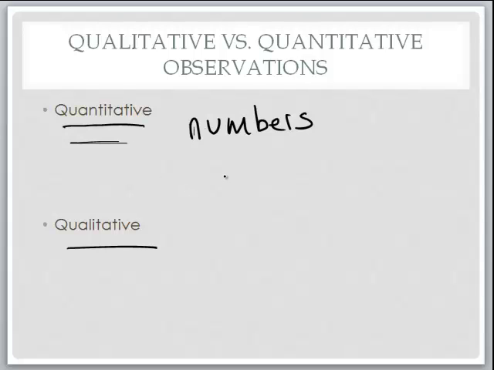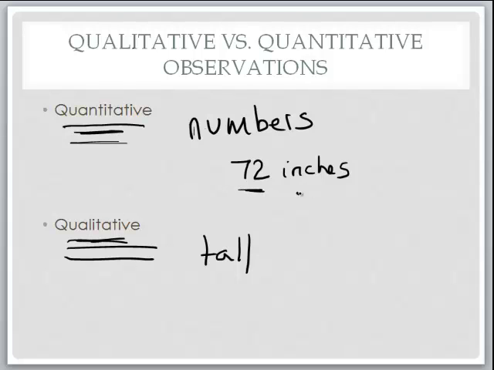For example, you could say that I am 72 inches tall. A qualitative observation, or a qualitative measurement for that matter, could be I am tall. So no numbers, no units, versus numbers and units. And we'll talk about our units a little bit later.